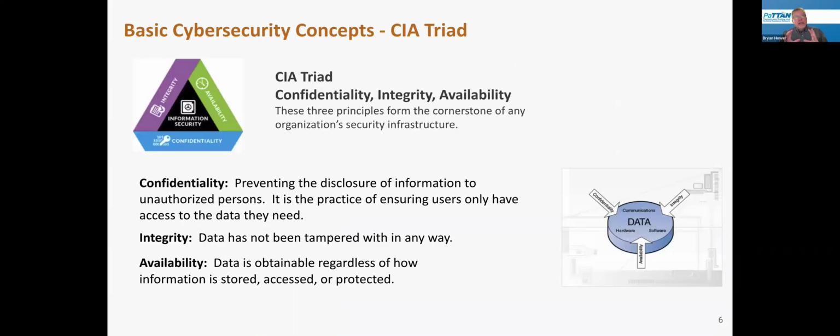So what we want to think about is that basic cybersecurity deals with three main components. It's called the CIA triad, which is an acronym for confidentiality, integrity, and availability. These principles form the cornerstone of any organization's, and actually education's, cybersecurity. Confidentiality, as we know, is preventing the disclosure of information to unauthorized people. It's the practice of ensuring users only have access to the data that they need. Integrity is that the data is not tampered with; somebody doesn't change it, and it's valid information. And availability means data is there when you need it, regardless of how the information is stored. It's not being interrupted. So those are the three principles.